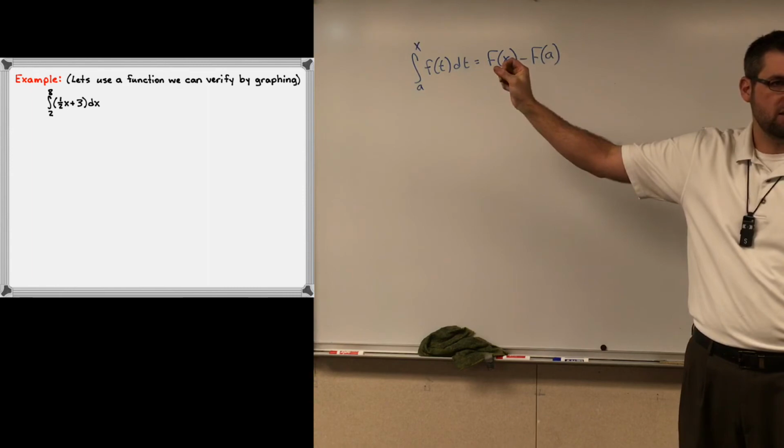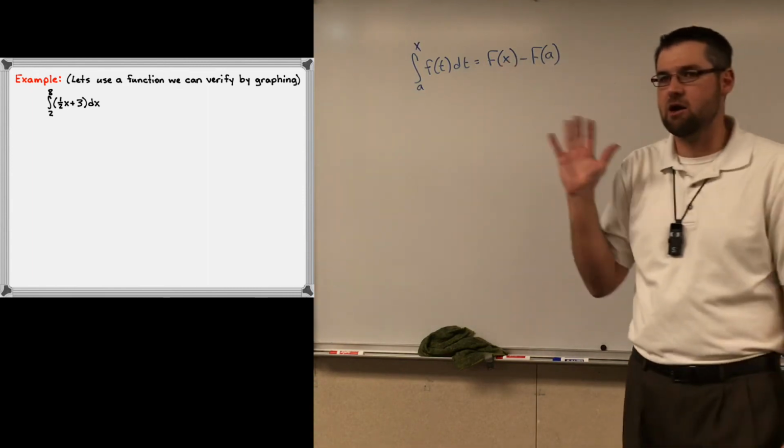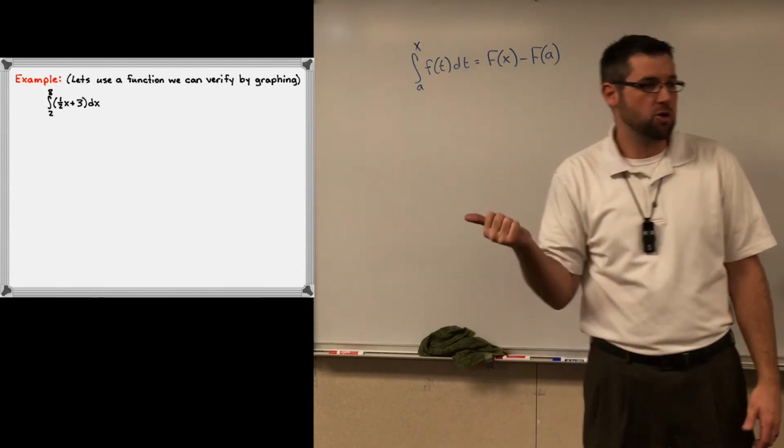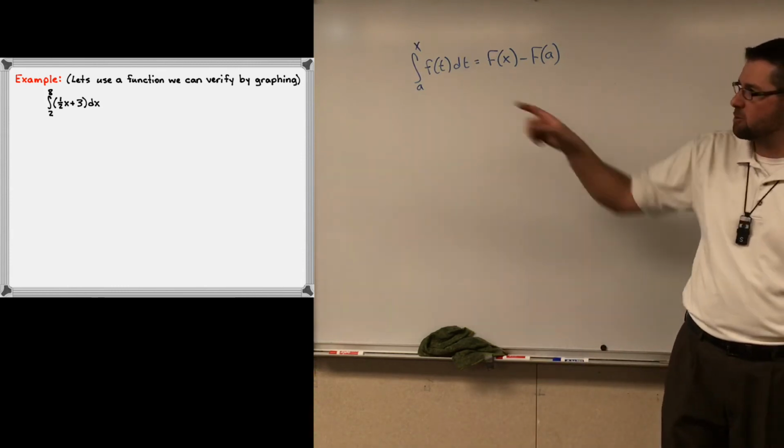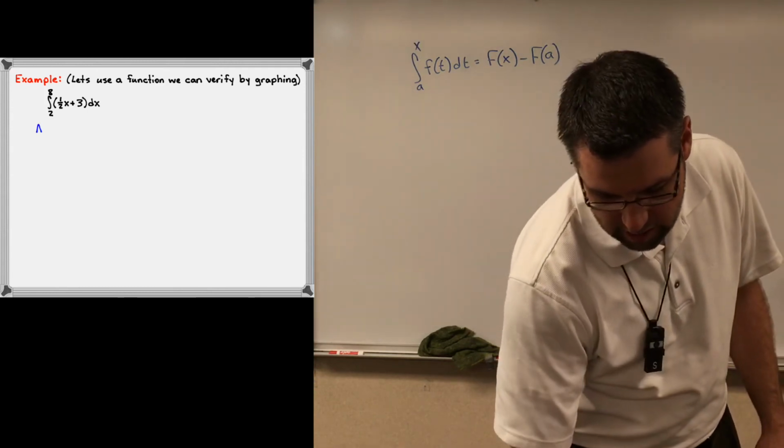You find the area that's bounded from 2 to 8, right? What kind of shape are you going to be finding the area of in this case? Either a trapezoid or a triangle. Probably a trapezoid because the y-intercept's not 0. But let's do this analytically.